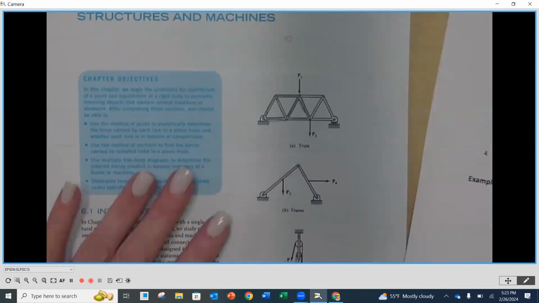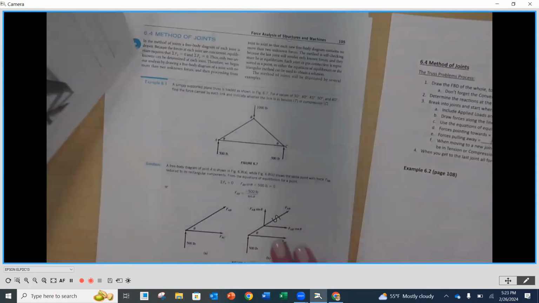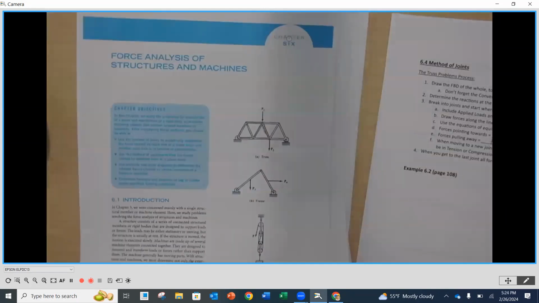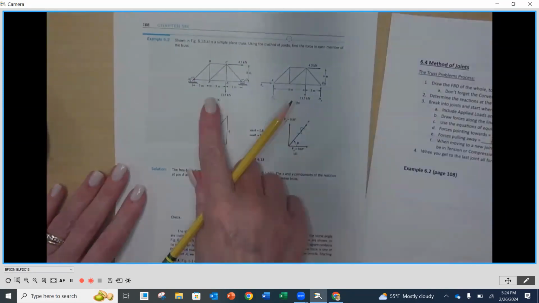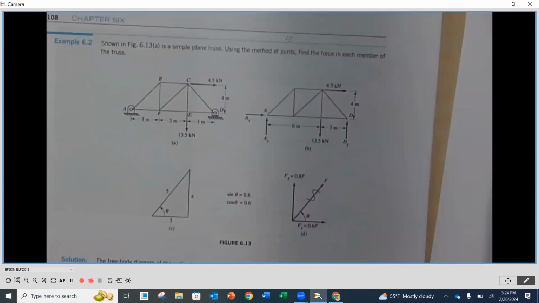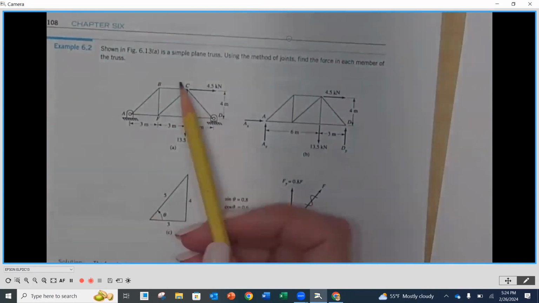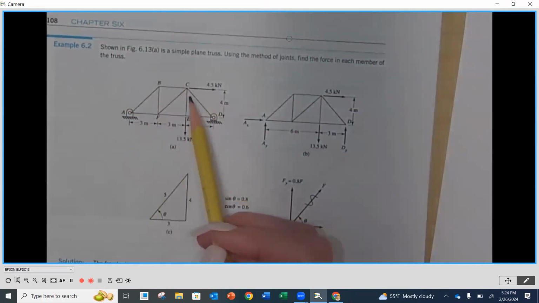And again, that's out of the handout, the PDF that's in the learning plan for module 6. So I'm going to go to page 108. And page 108 at the very top is example 6.2. So I'm going to zoom in on the top here. And it says in figure 6.13A, which is this one right here, we have a simple plane truss.